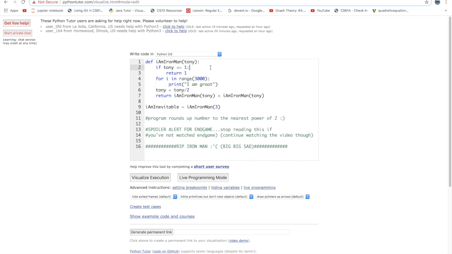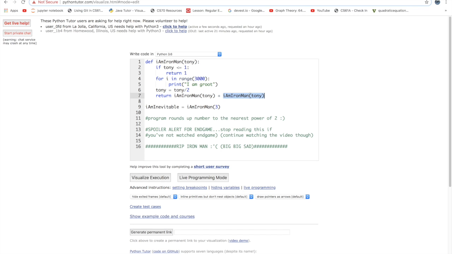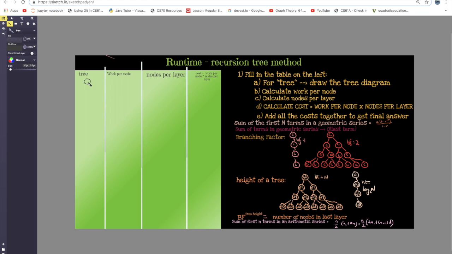So we have this Iron Man algorithm, and we have these two recursive calls. If I were to draw out this diagram, it would just look like one node, right? I'm going to start off with one node. That would be the first call to Iron Man, and then it's going to pass through this whole thing, and then it's going to call these two I am Iron Man algorithms. So this one node is going to call two nodes of the I am Iron Man algorithm.